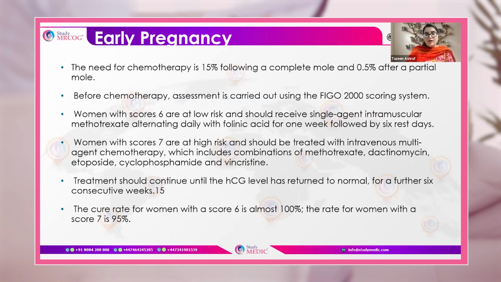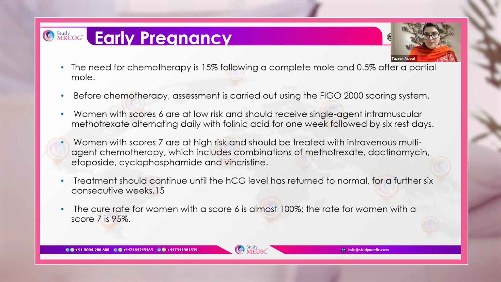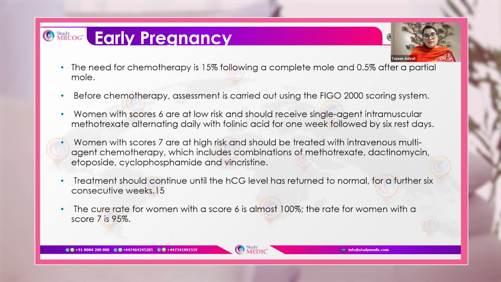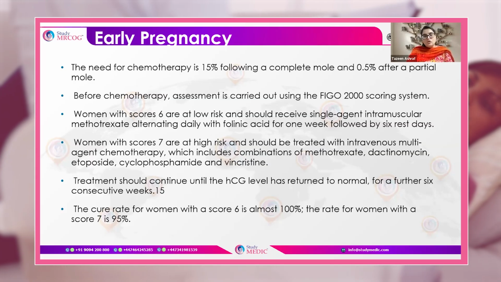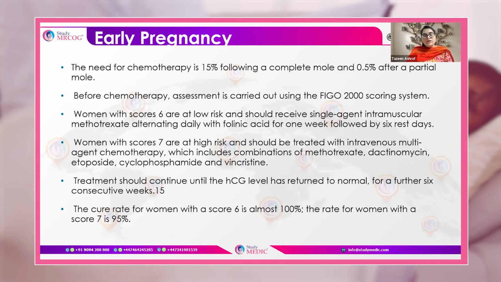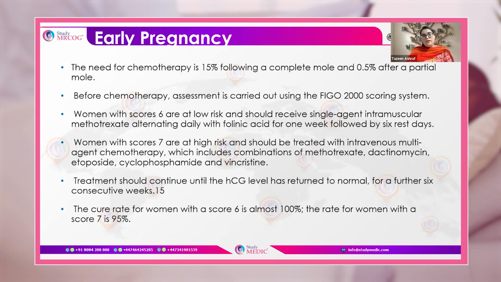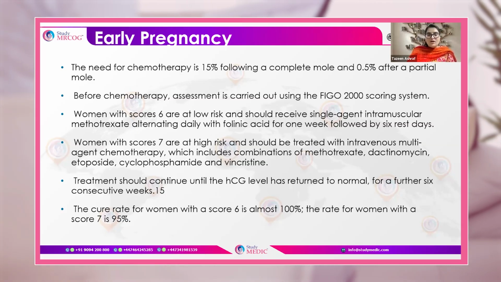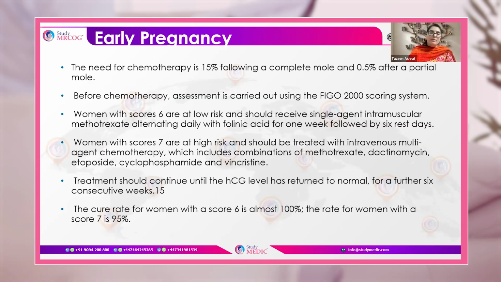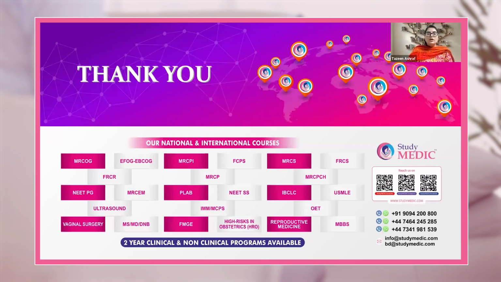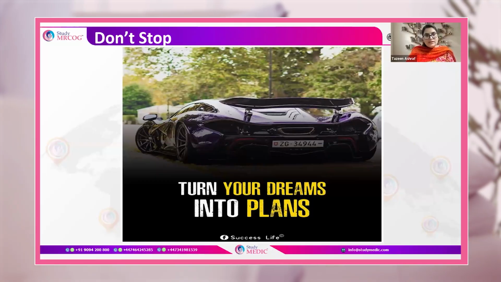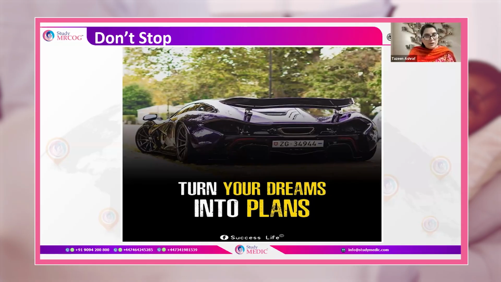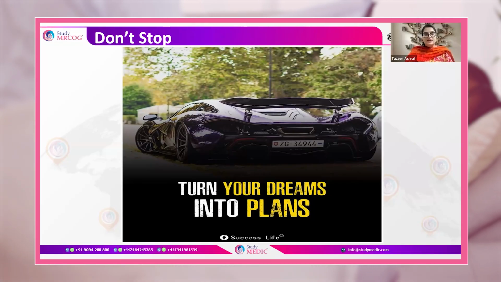We have to remember that when we are giving single agent chemotherapy, the success rate is 100% in case of FIGO score less than 6. When we are giving multi-agent chemotherapy, when the score is more than 7, the success rate is 95%, which should be remembered. So this was all about your early pregnancy complications, which are the important exam-tested areas as far as clinical management of early pregnancy problems is concerned.